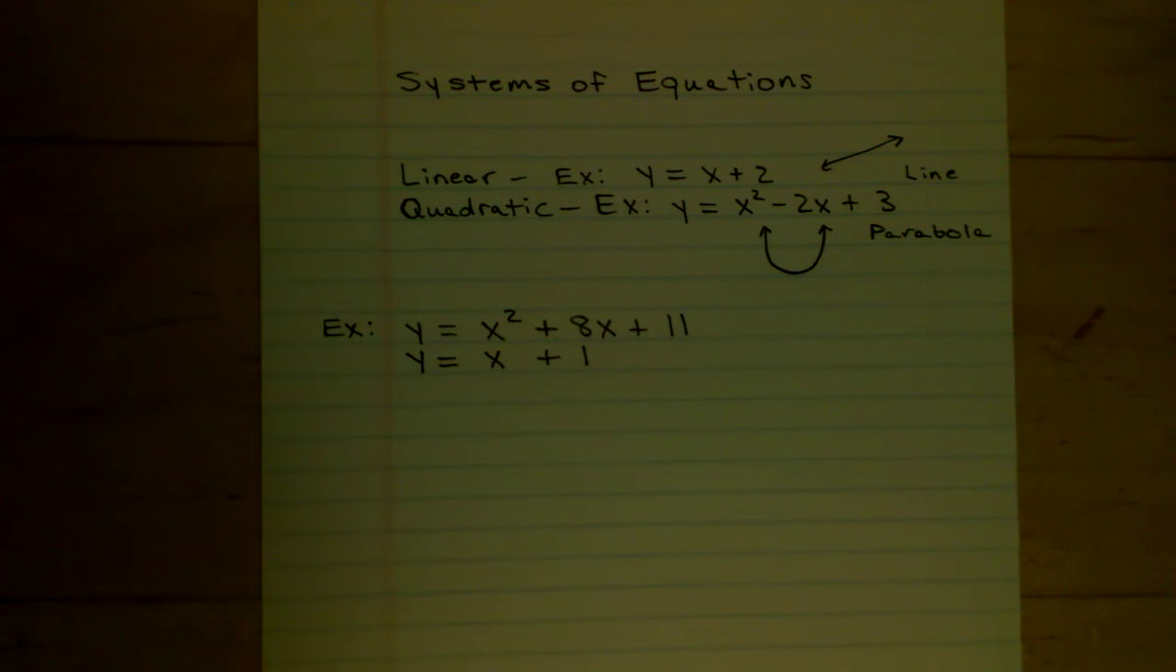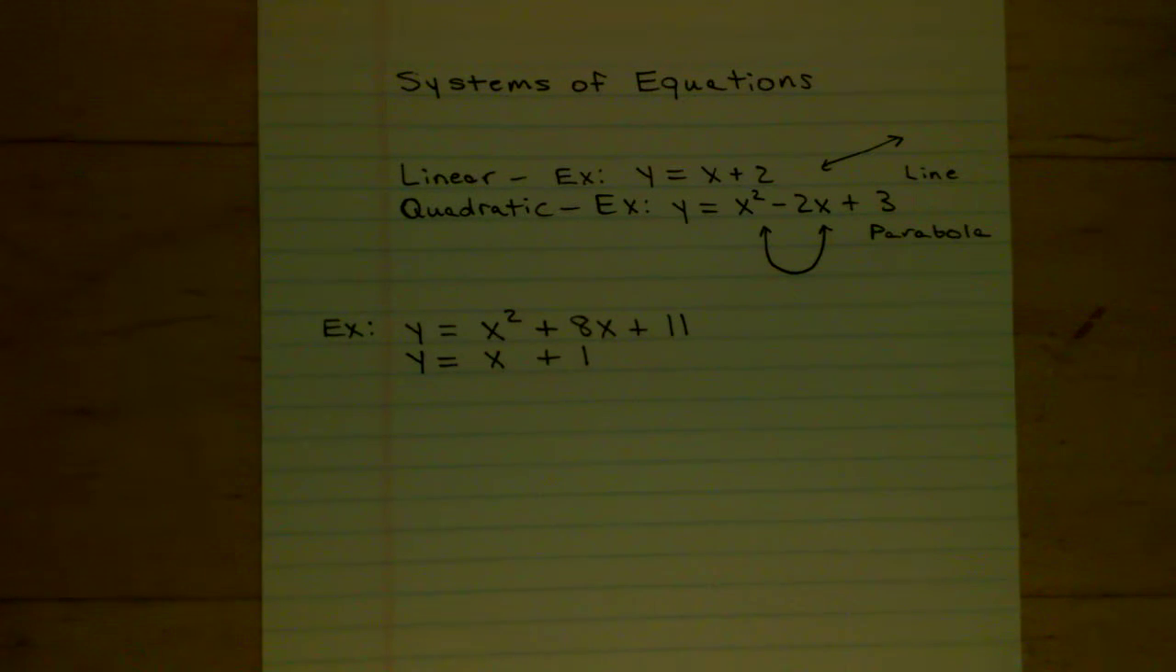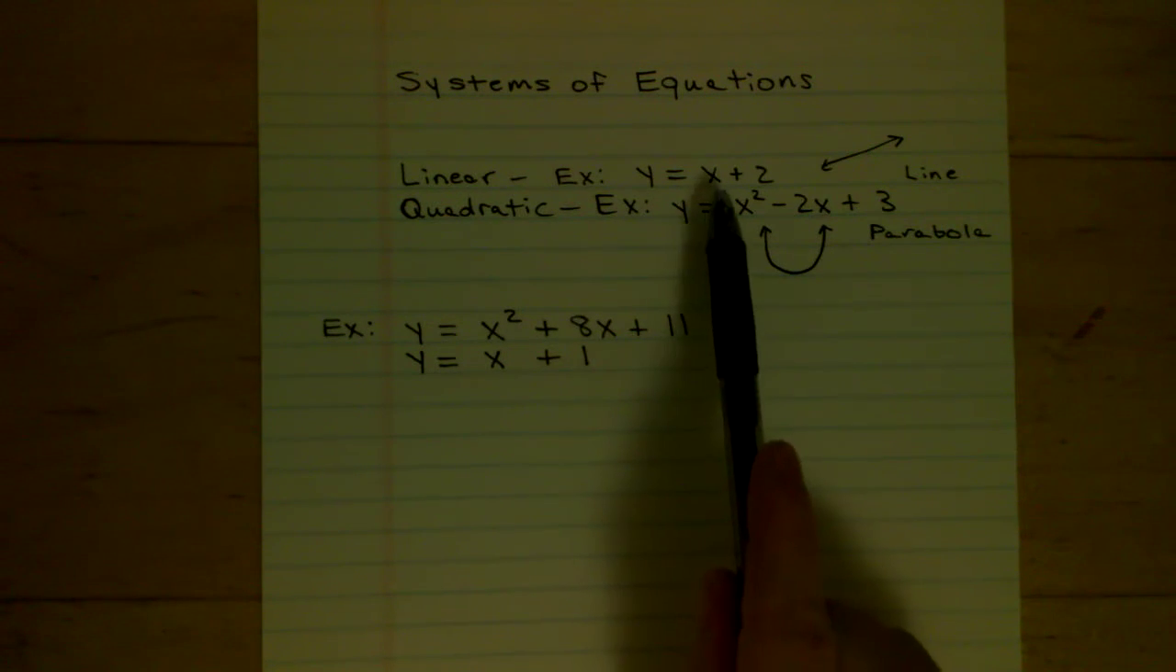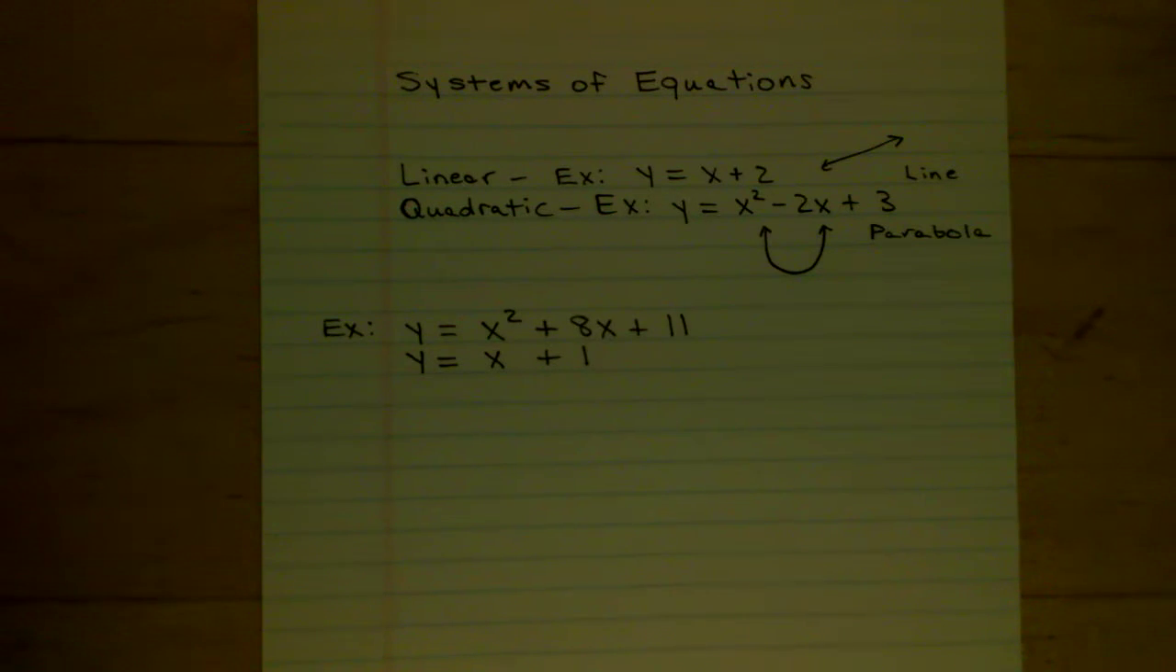Alright, so today we're doing systems of equations, and I've got two different types of equations that I want to look at. The first type are called linear because they make a line. What you'll notice right here is the x right here has an exponent of 1. Anytime something has an exponent of 1, that means it is linear. So we're going to be looking at linear equations today.